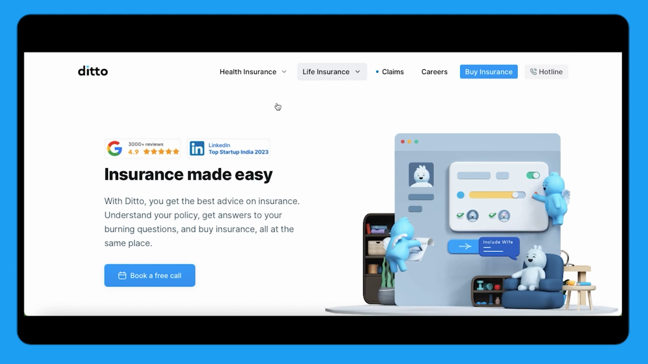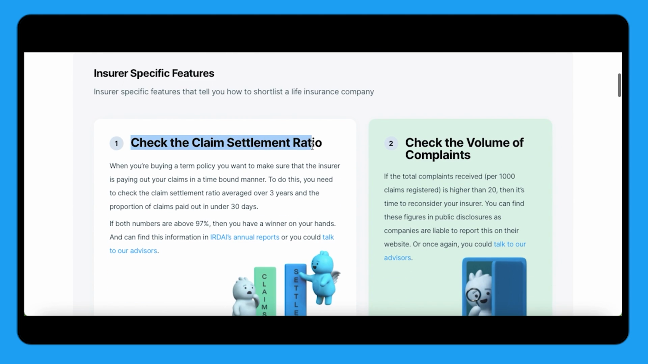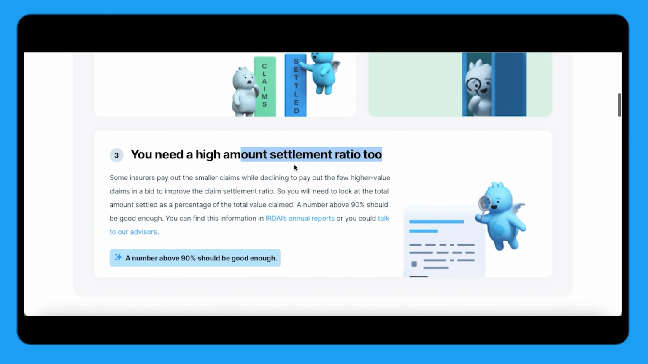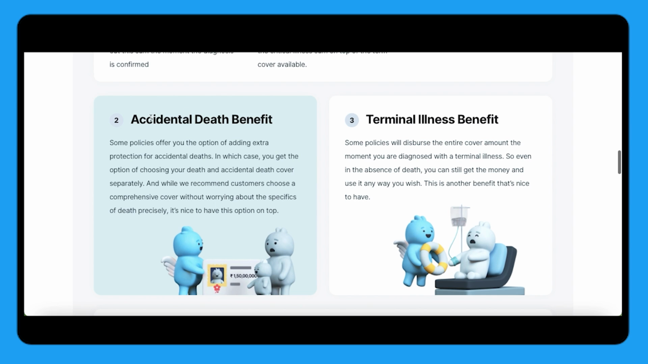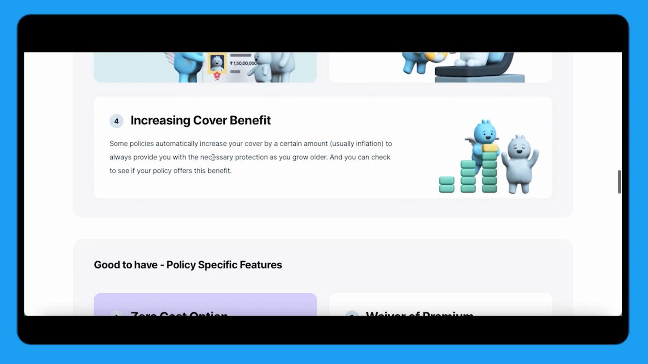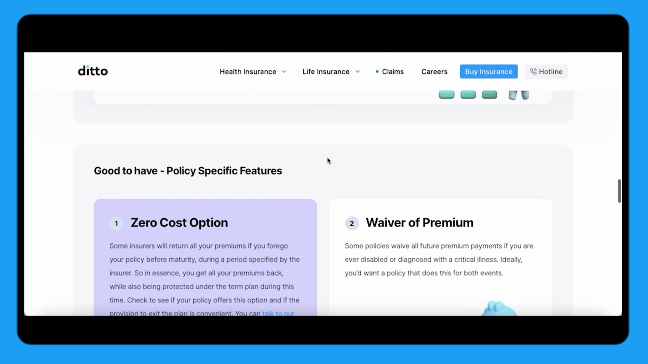You can also read all these details on the Ditto platform where they have nicely divided factors to shortlist a life insurance company. Then they have some must-have policy specific features like critical illness benefit, then accidental death benefit, where some policies offer you the option of adding extra protection for accidental death. You also have an option of increasing cover benefit, while some policies automatically increase your cover by a certain amount to always provide you with the necessary protection as you get older. This can be a useful feature to tackle the inflation related problem.